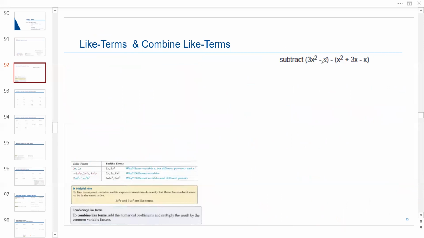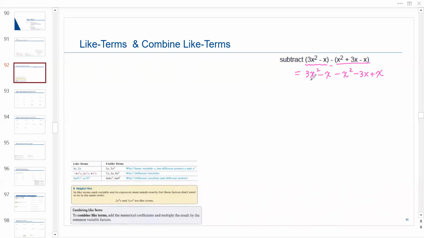So okay, let's first see what this one is. 3x squared minus x minus this one. Firstly, we get rid of the parentheses. We use the distributive method, right? 3x squared minus x squared minus 3x and plus x. First, we need to find like terms. How to find like terms? Like terms have the same variables and the same degree. I mean, the exponent of each variable is the same.